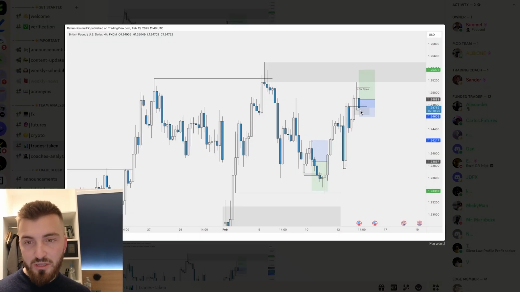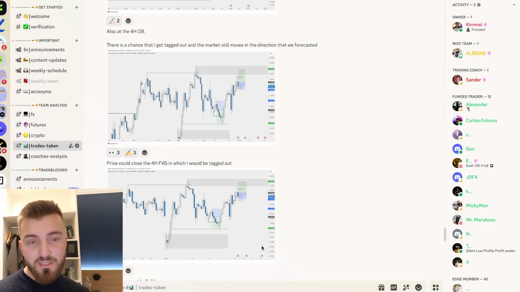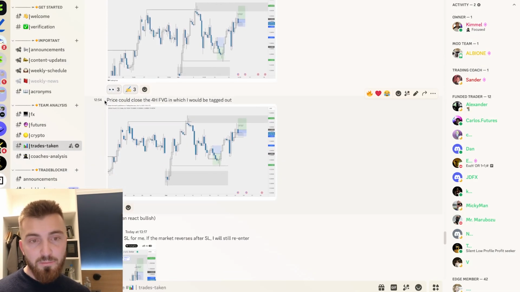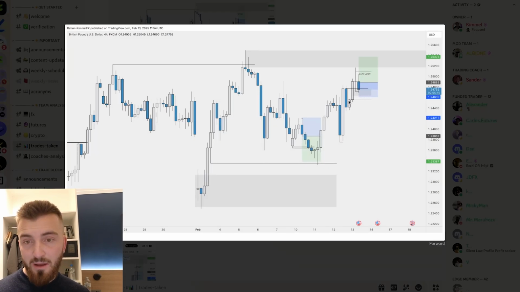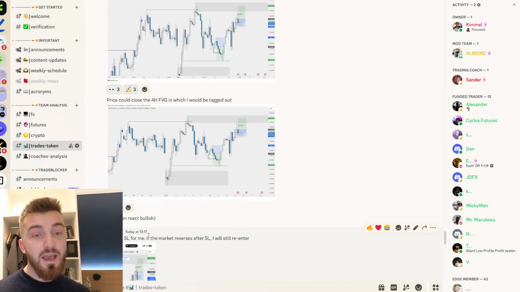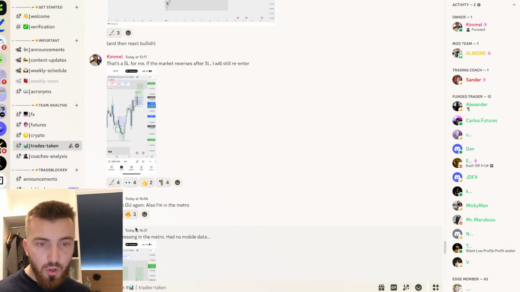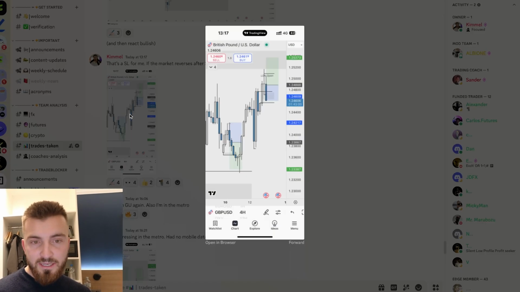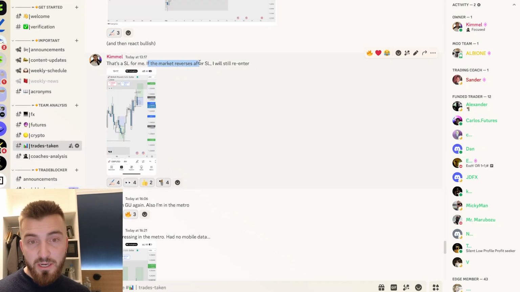because I was mentioning the 4-hour fair value gap, right? The 4-hour fair value gap, and the possibility of it being wicked. The price could close the 4-hour fair value gap, which would tag me out. We have the close of the fair value gap right there, and I was already mentioning I can get tagged out and then react bullish. I mentioned all of it. Then I said that is a stop loss for me. If the market reverses after the stop loss, I will re-enter.